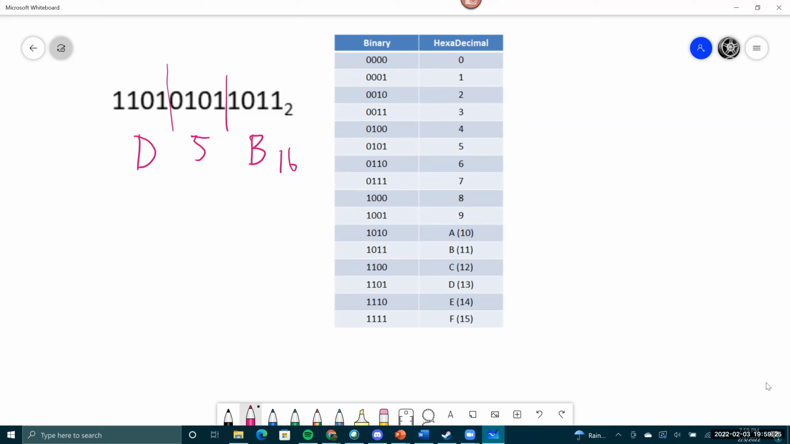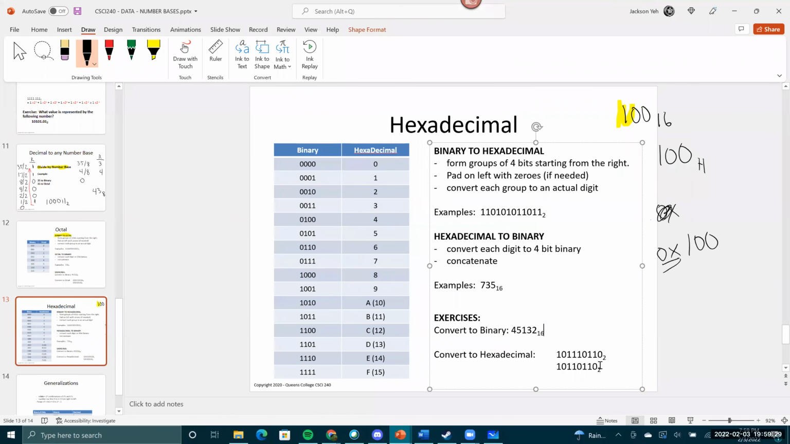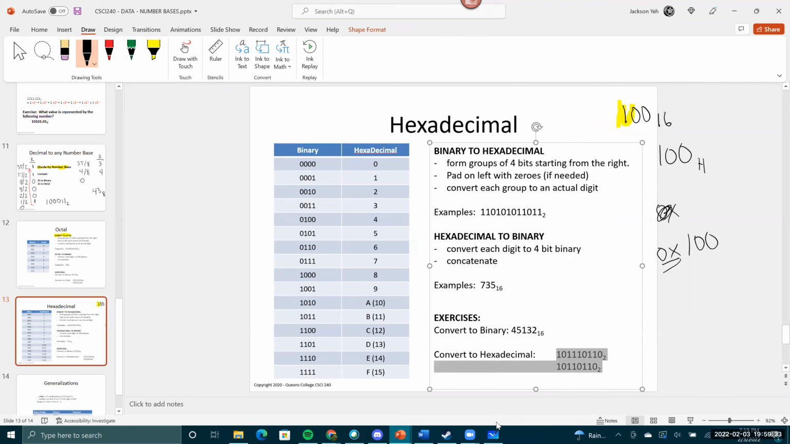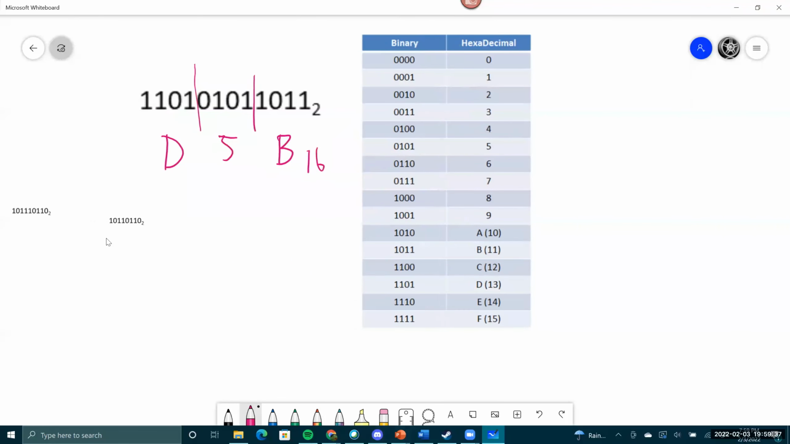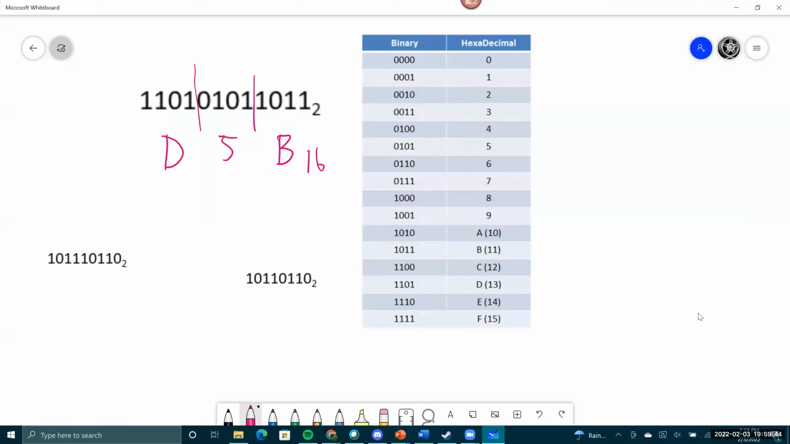All right, so I'm giving you this exercise to work on. Convert these 2 numbers into hex. I'll give you a minute to do those 2 numbers.